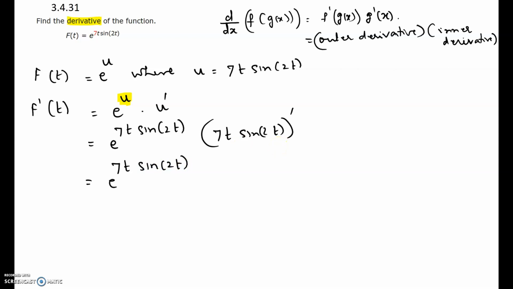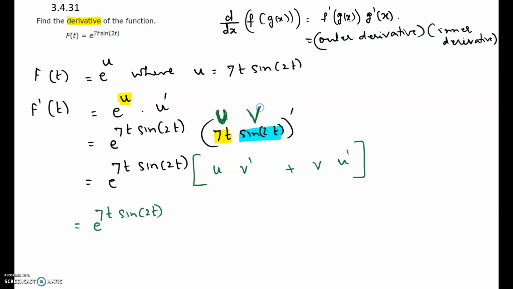Here we are going to apply the product rule. We'll consider 7t as one function and sine of 2t as another function. So we have u times v, and by the product rule the derivative is u v prime plus v u prime. So it is e to the 7t sine of 2t. Okay, this u is different from the previous u that we mentioned, so we will use uppercase to distinguish the two.